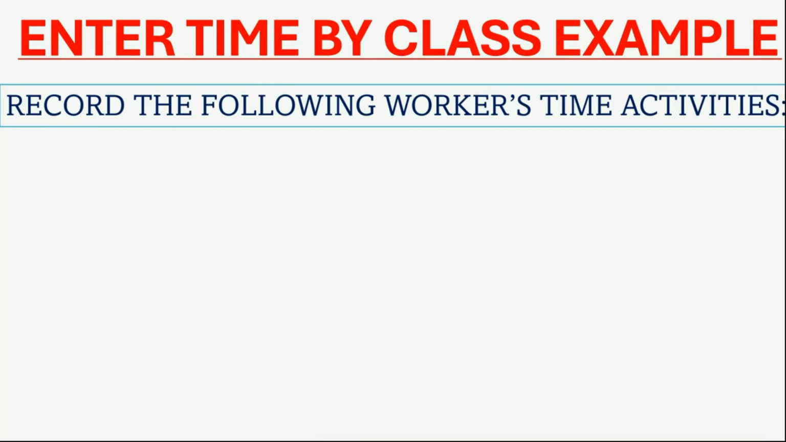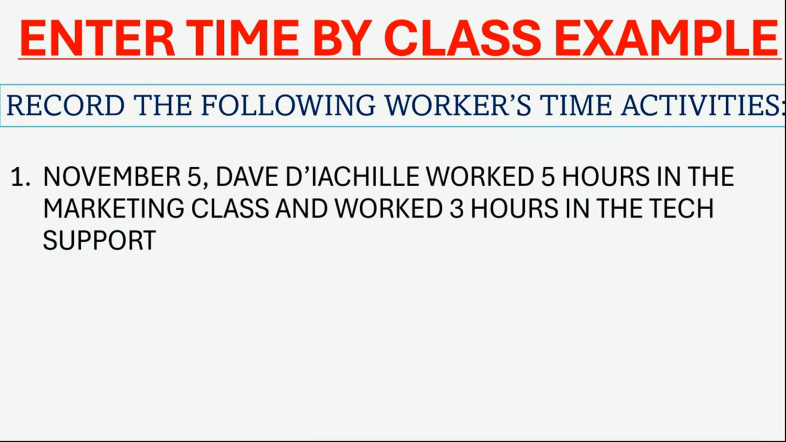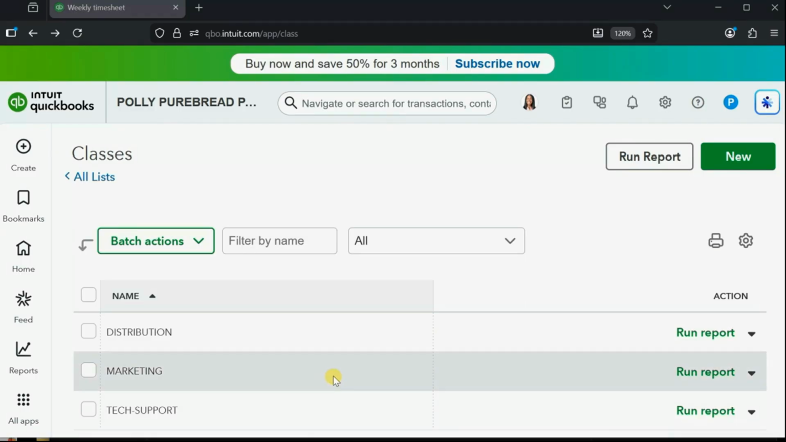And now let's see what it's like to record time by class. First, we'll record November 5th or the equivalent week and date for whatever quarter you're using. Dave Diakil worked 5 hours in the marketing class and on the same day worked 3 hours in tech support. Let's go ahead and record this in that weekly timesheet.